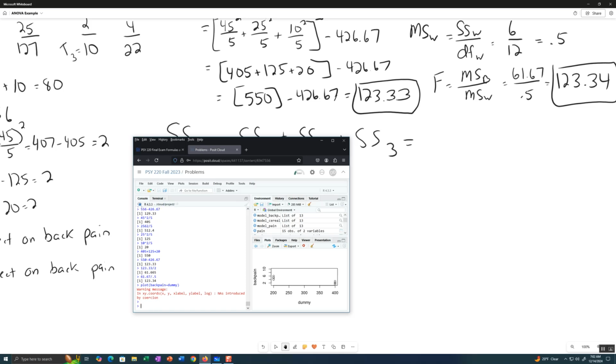So let's do analysis of variance. And I call this back pain. And then we have a dummy variable, which I coded already before this started. And it's just massive here. And let's do summary of that.